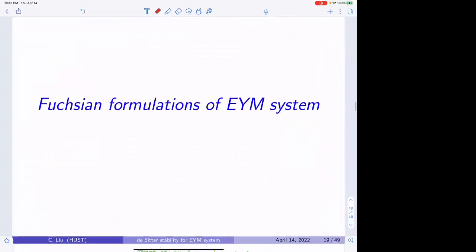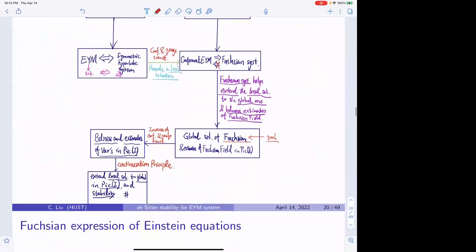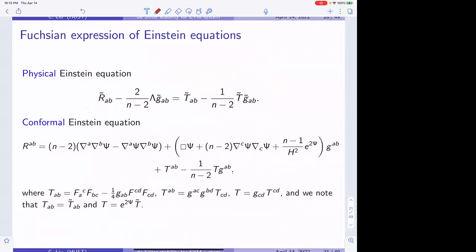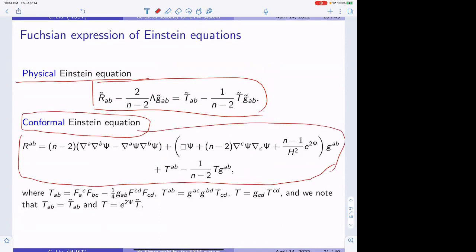Okay. The second part is about the Fuchsian formulation of the Einstein-Yang-Mills system. Because this is the main part of the proof, I will focus on this part. That means we will transform the conformal Einstein-Yang-Mills system to the Fuchsian system. The first step is the Fuchsian expression of the Einstein equation. First, the physical Einstein equation is something like this. Then doing the conformal transformation, by the standard result, the conformal Einstein equation will be like this.